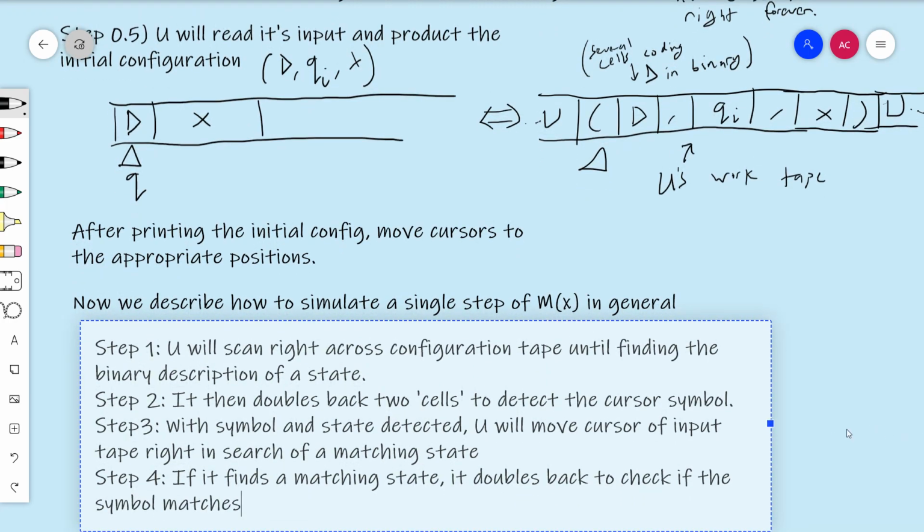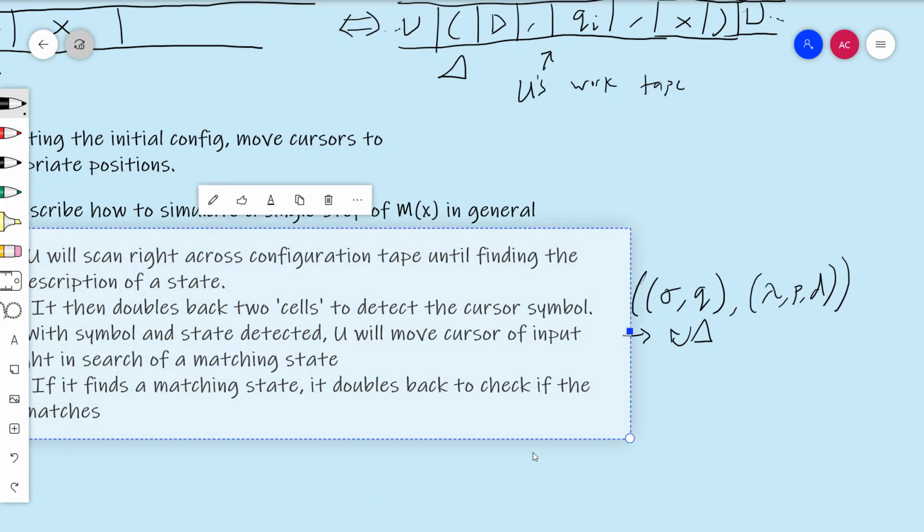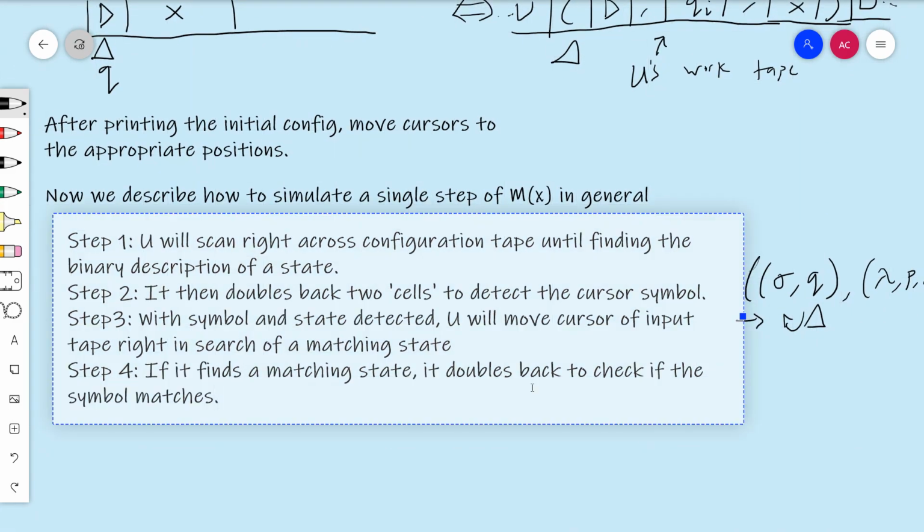So basically, remember, the instructions are coded like this, where we have parentheses, parentheses, symbol, state, and then instruction. So we're going to move our cursor this way until we find a state, and then we're going to double back and check if the state matches, and then if the state matches, we're going to double back and check if the symbol matches. Doesn't really matter the order, but I guess we'll do it that way. If it doesn't, it goes back to step 3.